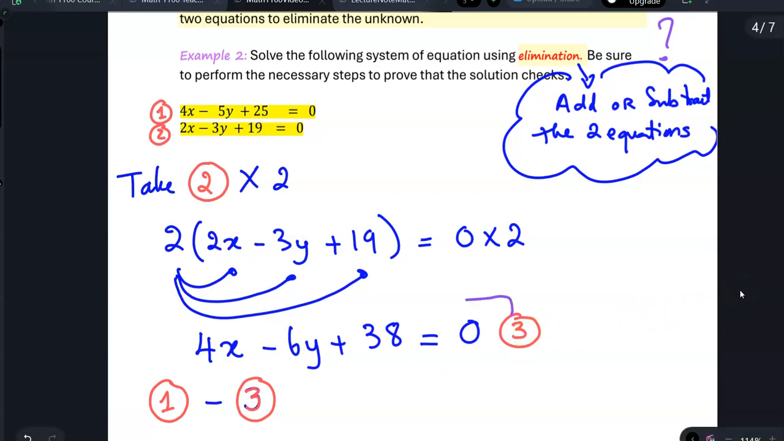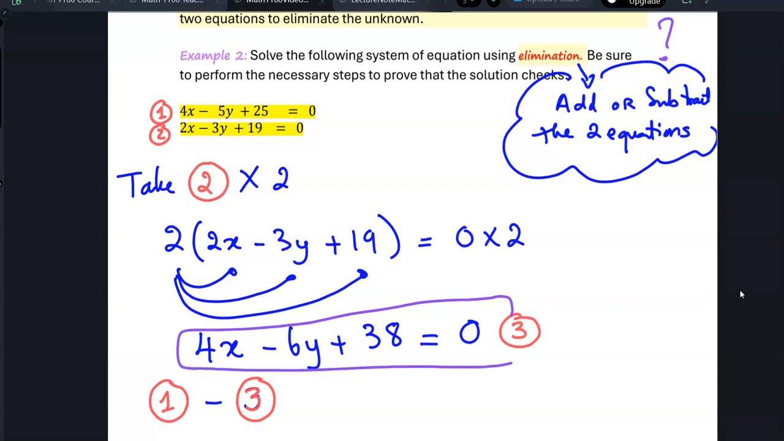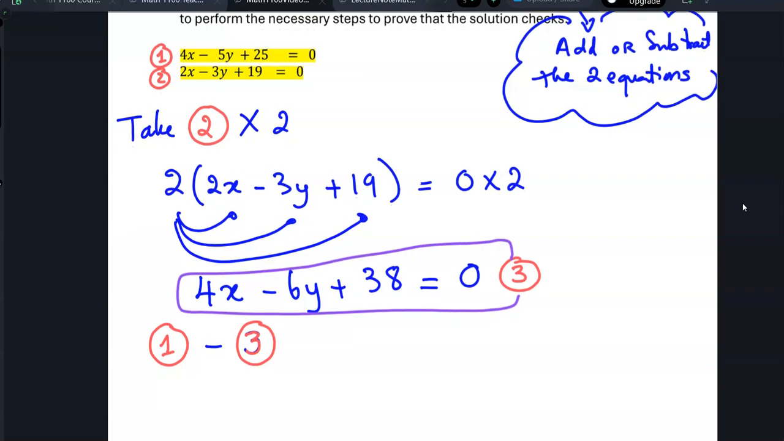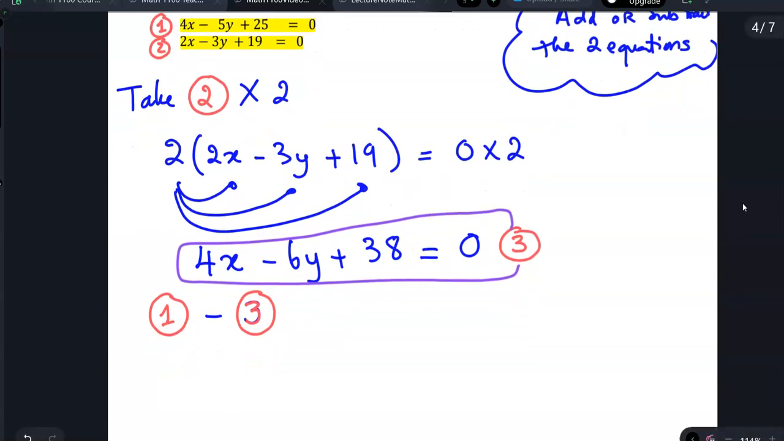Okay, so you can multiply by another number, but then that other number won't give you the same coefficient for the x. So then you have to do another step, multiplying again, to make sure that you have the same coefficient. So when you subtract, you eliminate that particular unknown.